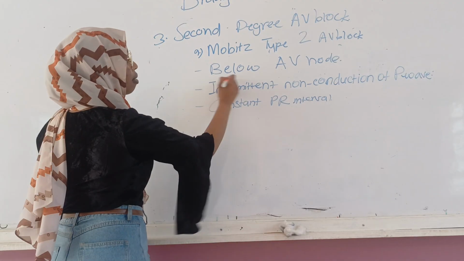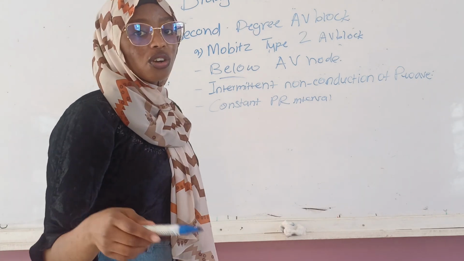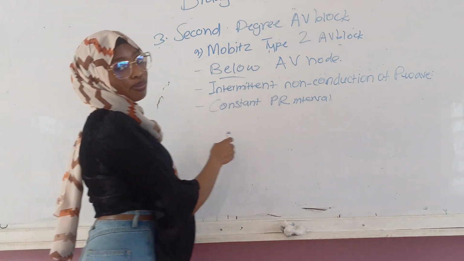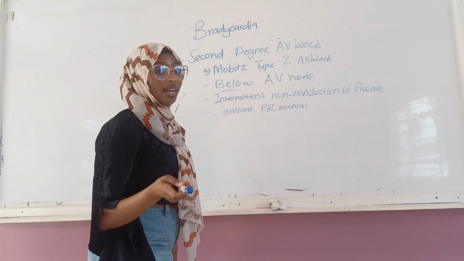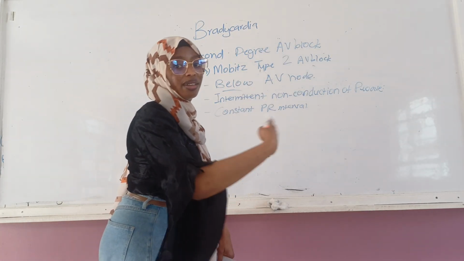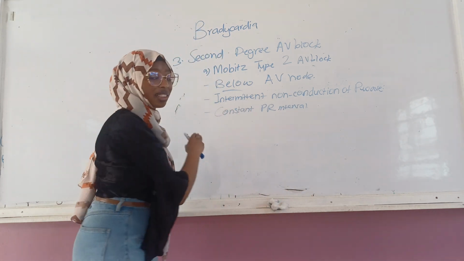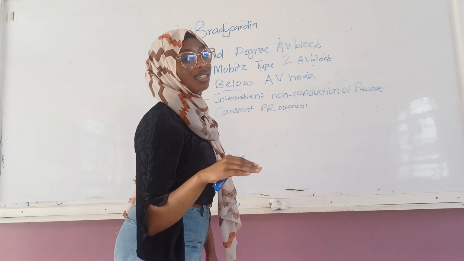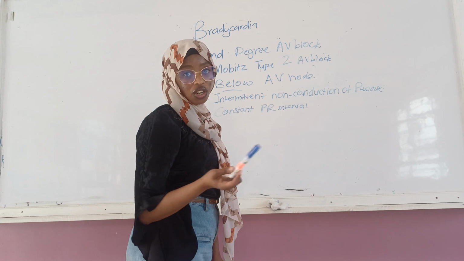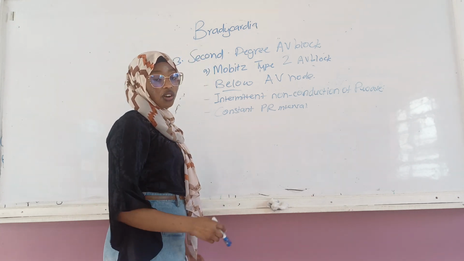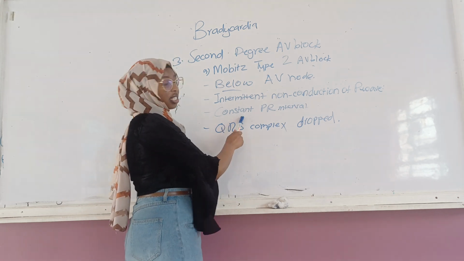The second type of second degree AV block is the Mobitz type 2 AV block. This one occurs below the AV node, and there's an intermittent non-conduction of a P wave with a PR interval that is constant. Keep in mind that with the Mobitz type 1, the PR interval was successively getting longer, longest. But with the Mobitz type 2, the PR interval is constant. This one kind of has the same pathophysiology as the Mobitz type 1. Electrical impulses are not reaching the ventricles. The QRS complex is going to be dropped. The only difference is that the PR interval is constant.